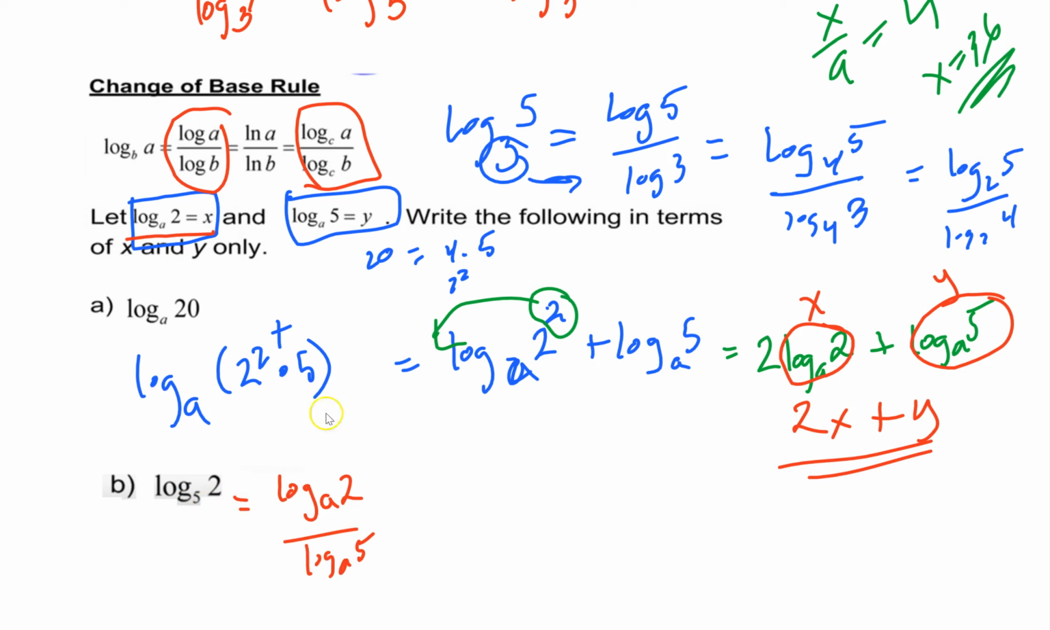Now log base a of 2, that's x. Log base a of 5, that's y. And there you go. Right? A little tricky, but once you get it, it's actually not that bad. So that's it for logs.